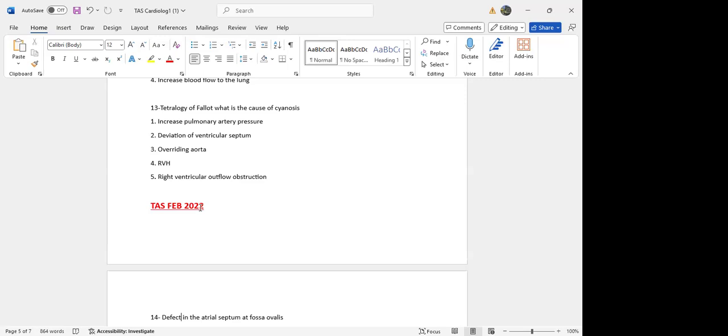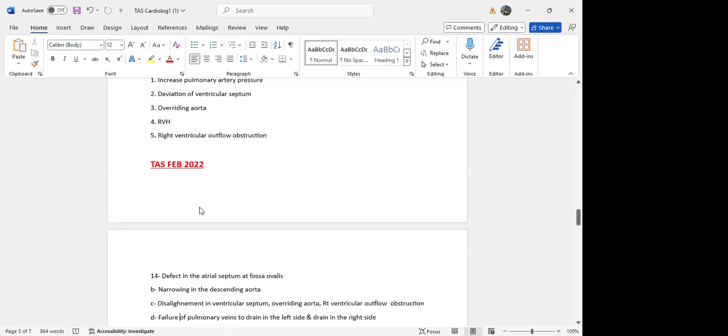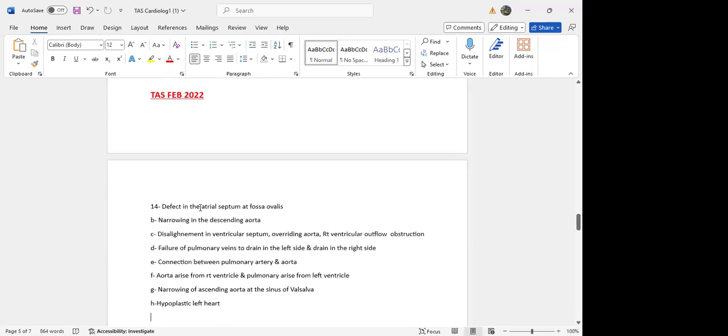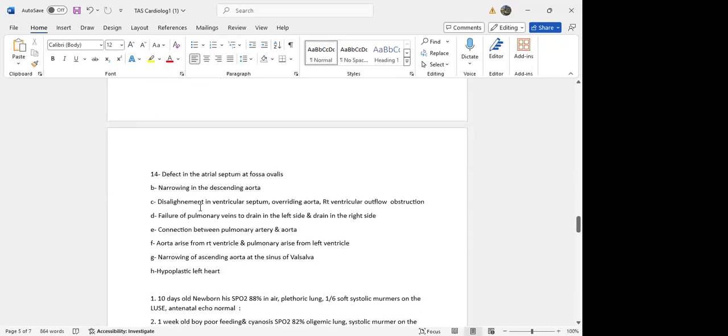Because with a large VSD, the pressures are the same in both chambers. So it is not the right to left shunting that causes cyanosis in this picture. It is the decreased pulmonary flow to the lungs that causes cyanosis. Okay, now these are the different options.